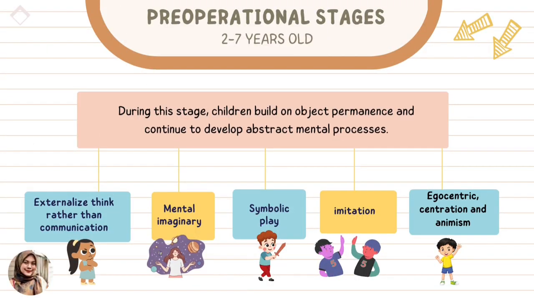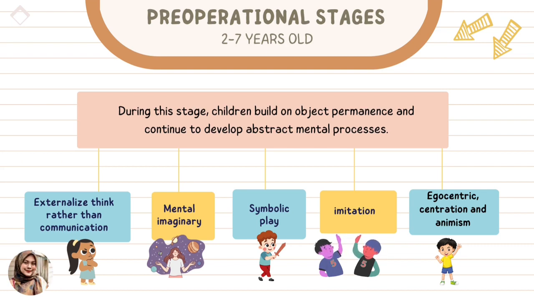Pre-operational stage, which takes place at 2 to 7 years old. During this stage, children build on object permanence and continue to develop abstract mental processes. I have listed several characteristics which children should possess during this stage. The first one is externalized thinking rather than communication. The second one is mental imagery. The third one is symbolic play. The fourth is imitation. And the last one is egocentric centration and animism.